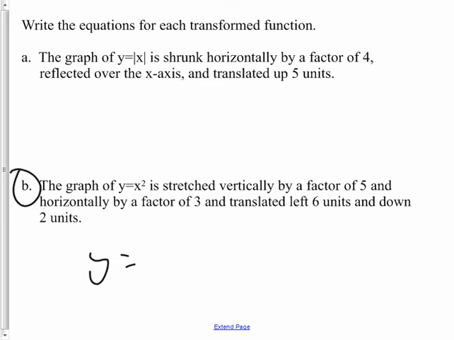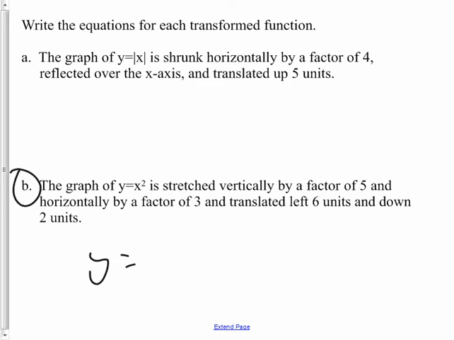Now some of you might be thinking, so do I use a 3 or do I use a 1/3 on the inside? Well, the key is the word stretched. If it's stretched with a factor of 3, can you make it smaller? No, it wants you to make it bigger. Stretching means get bigger. And then it says left 6 and down 2.